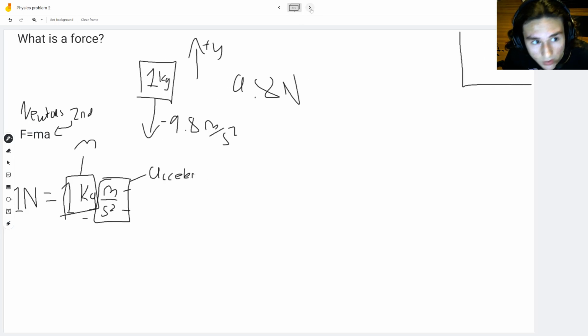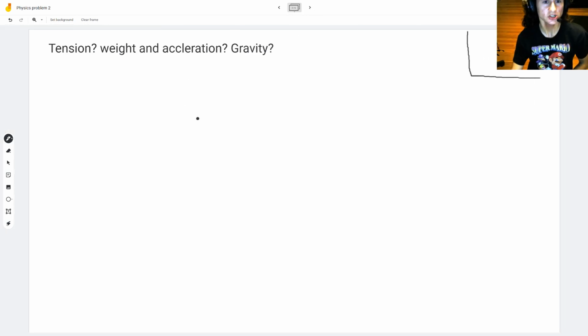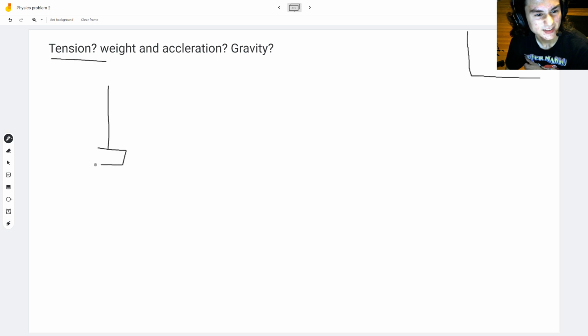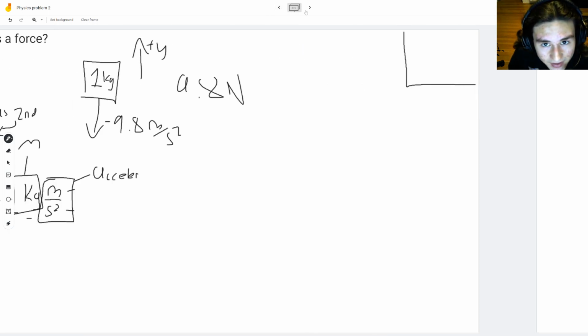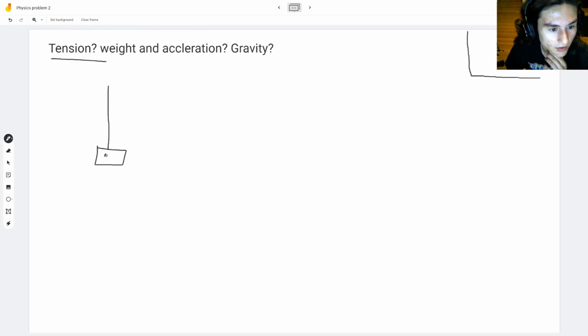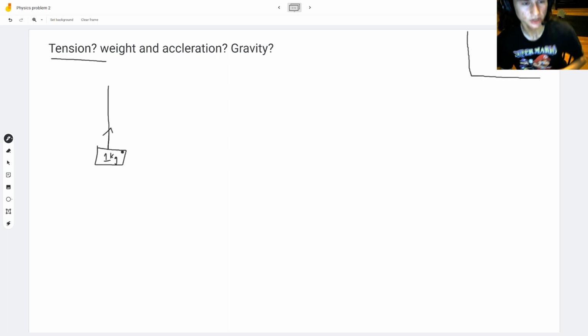Okay, so next, tension, weight, acceleration, gravity, what do all these mean? I'll start with tension. Tension is just used with any sort of rope or cable, and it is a force that is acting on an object. So say we have a 1 kilogram block again. Tension is the force that the string exerts on the object to keep it from just falling, you know?